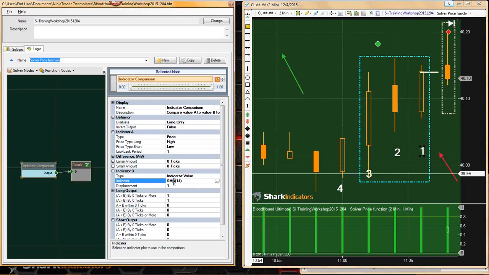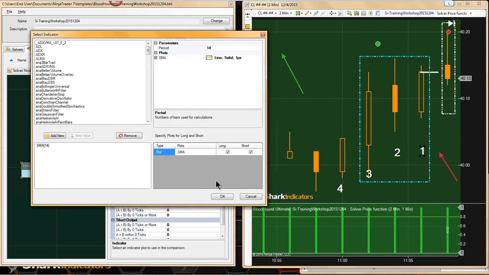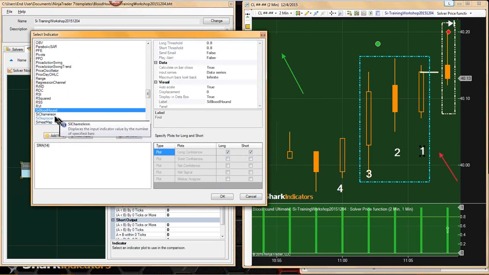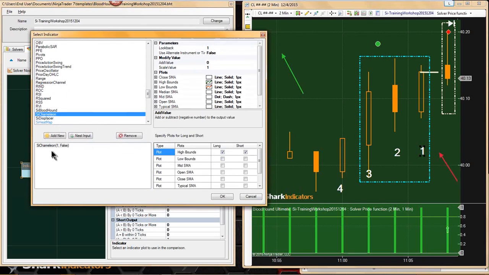And for you guys who have had BloodHound for a while, you'll remember that the old way of getting price data is that we used to use SI Chameleon. So we're going to use Chameleon here as our indicator, and you'll notice that Chameleon has all of this price data here. And so we can use Chameleon to calculate the highest high, or we can use Chameleon to calculate the lowest low.